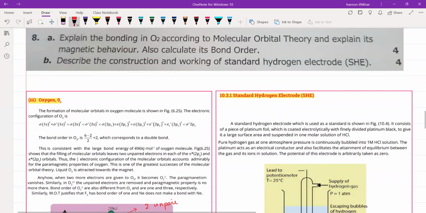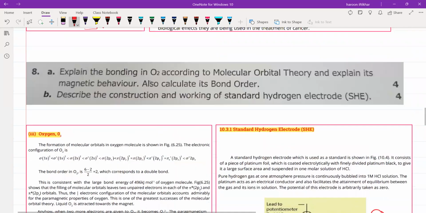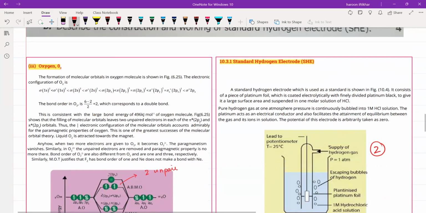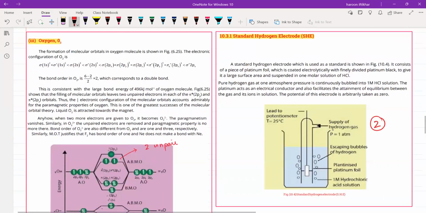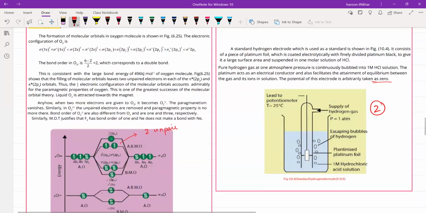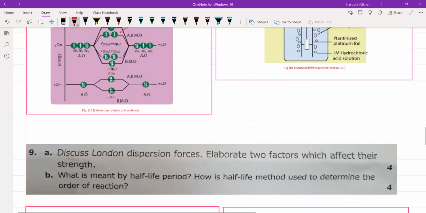Similarly, describe the construction and working of standard hydrogen electrodes. So everything is mentioned over here. You will write this and draw this diagram for getting 2 marks. So try to draw a fully labeled diagram. Okay, construction and working. So working is here. You can see that it is used as a reference electrode because the potential of standard hydrogen electrode is 0. Okay, so you'll write all this one. You can read this whole answer explanation and you can give your answer.